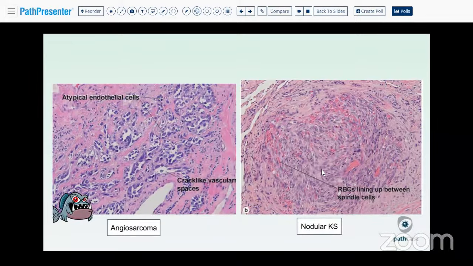Angiosarcoma versus nodular KS side by side. Again, spindled cells, mild atypia, slit-like spaces, versus cracked, ragged fenestrations forming these abnormal creeks with those large, atypical, hyperchromatic, chunky angiosarcoma endothelial cells.